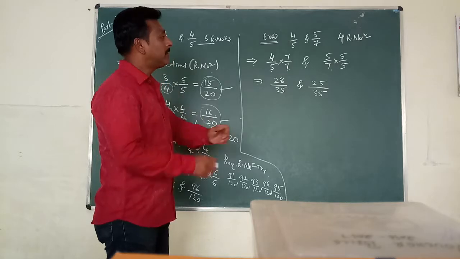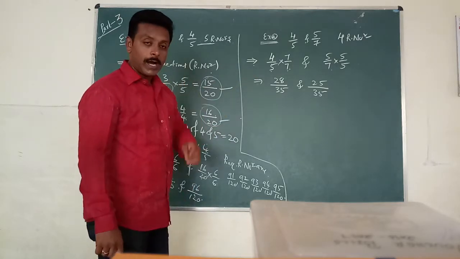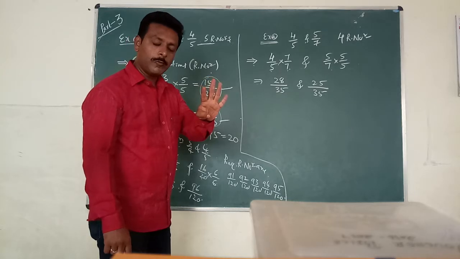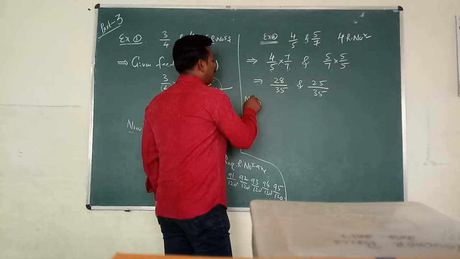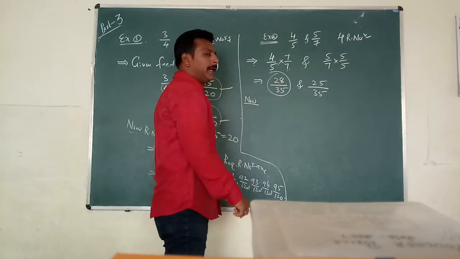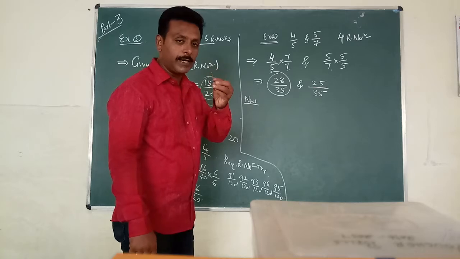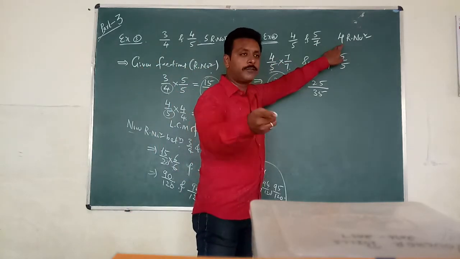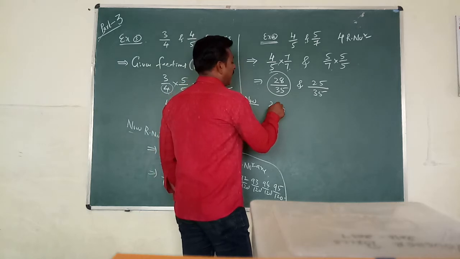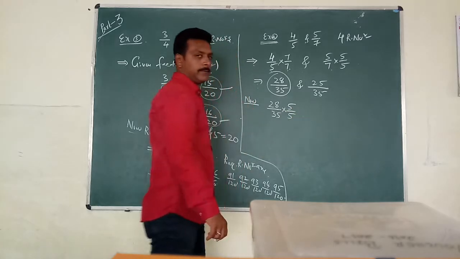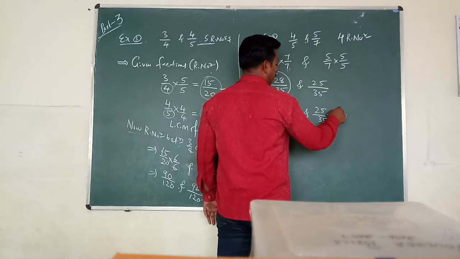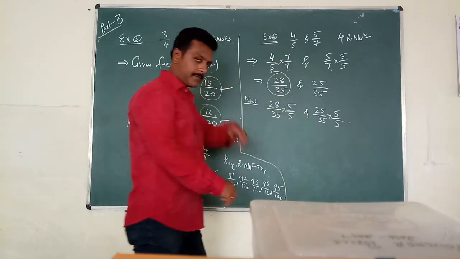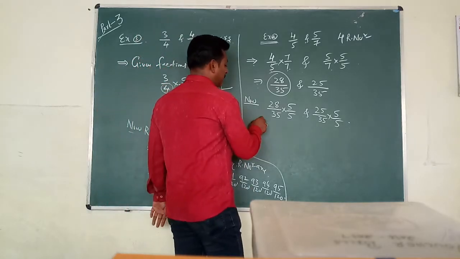Now how many rational numbers do we need? Okay, we need 4. So what you have to take? 4 plus 1 is equal to what? 5. Now I am multiplying both fractions' numerator and denominator by 5. Why am I multiplying by 5? Because we need 4 plus 1, so multiply by 5. 28 divided by 35 into 5 by 5. Same thing you have to do with the second one: 25 by 35 into 5 by 5. Correct?